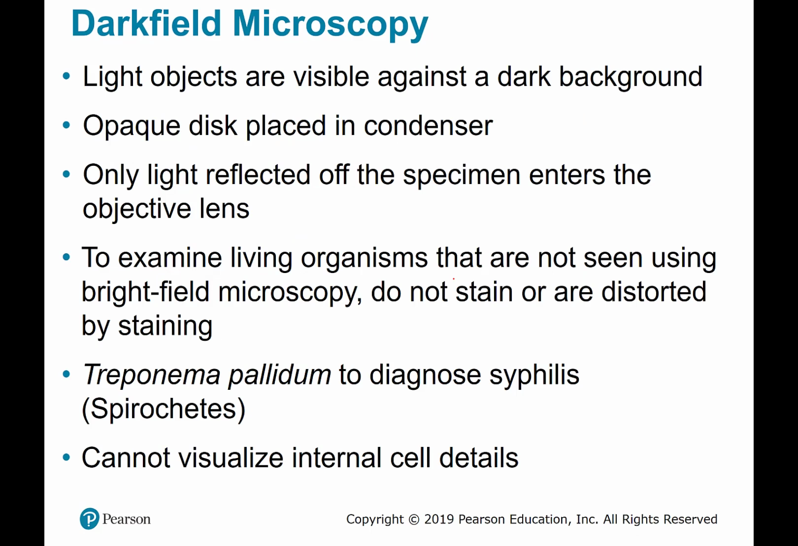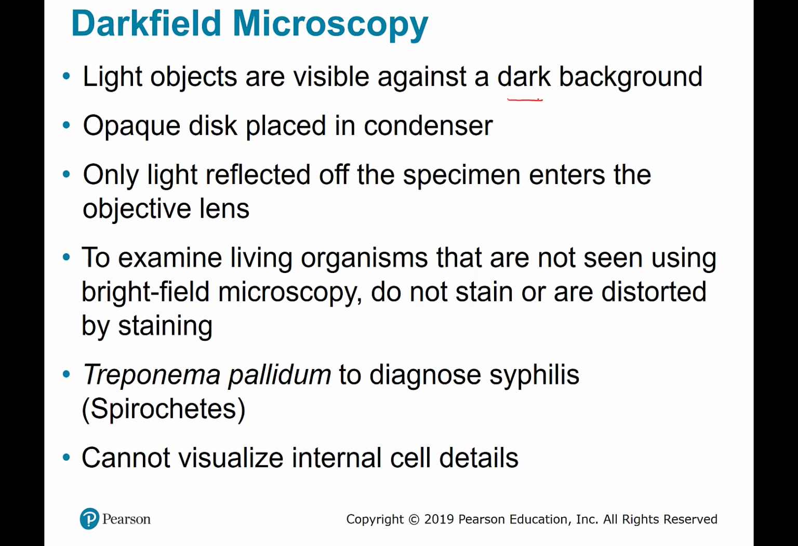With dark field microscopy, you are going to use a special condenser that will direct the light at an angle, and it's going to be the scattered light that enters the objective. And you're going to have then light objects that are visible against a dark background. Only light reflected off the specimen enters the objective lens.